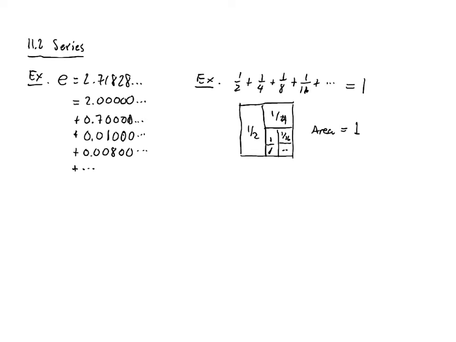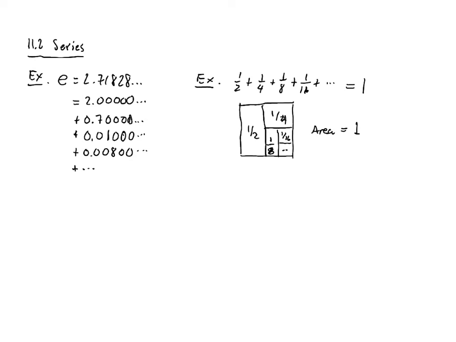So the point here is that there are a couple of basic motivating examples that show why it makes sense to add up infinitely many numbers sometimes. The general idea is that if we add up smaller and smaller numbers, infinitely many of those, we can possibly get a finite number.